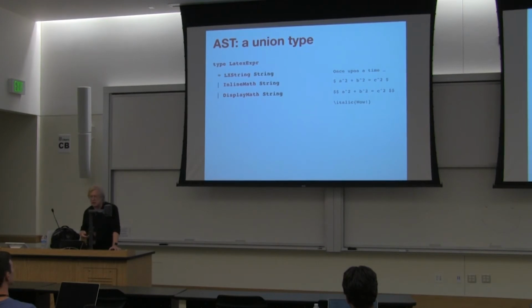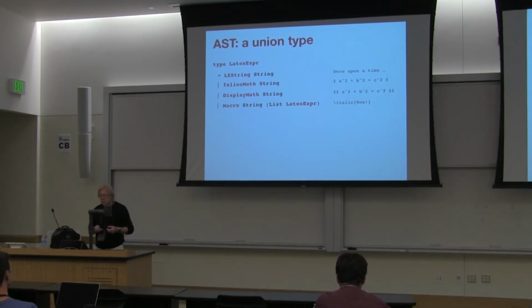You have macros, like you might have an italicized piece of text. A macro consists of backslash, the macro name, and then a possibly empty list of arguments, where the arguments are enclosed by curly braces. That is going to be captured by macro and then some arguments which constitute the payload. String will capture the macro name, and the list of LaTeX expressions will capture the argument list. Notice, by the way, that this is already a recursive type because I'm defining LaTeX expressions in terms of LaTeX expressions.